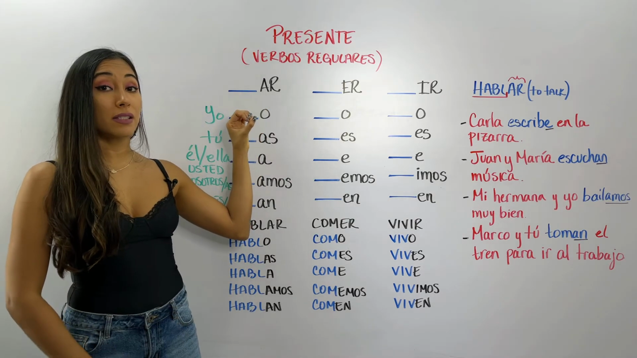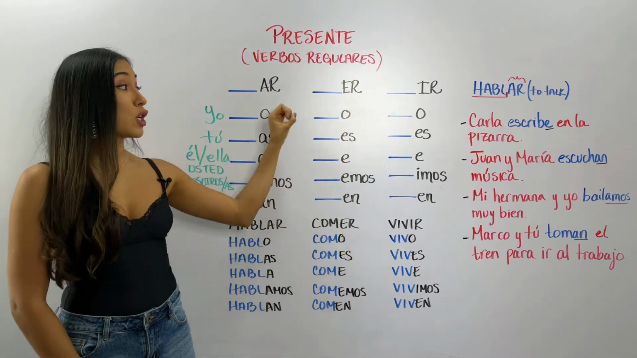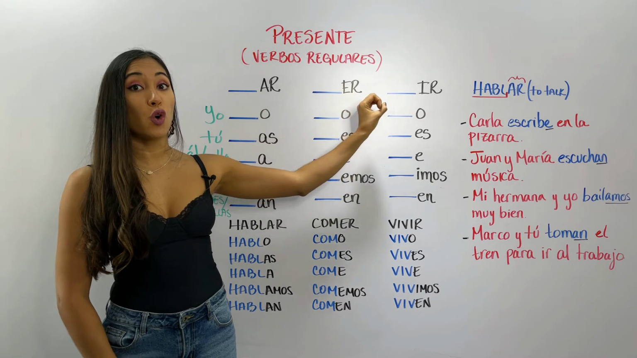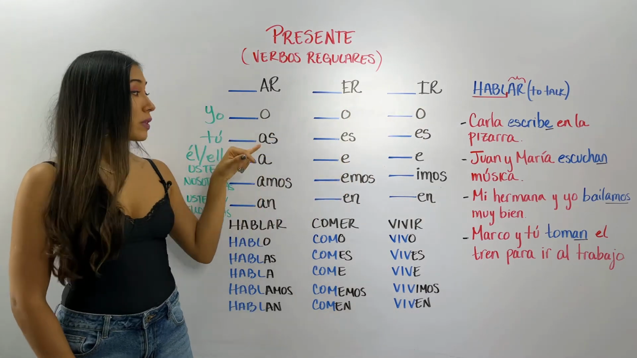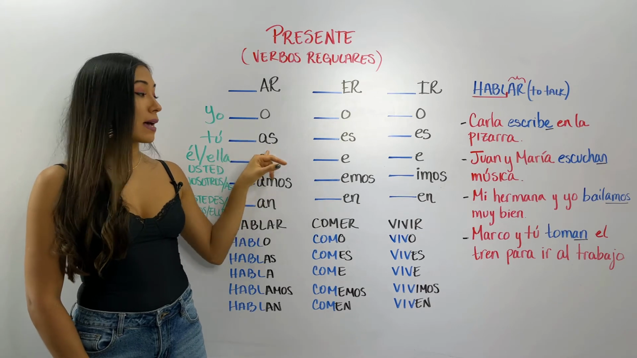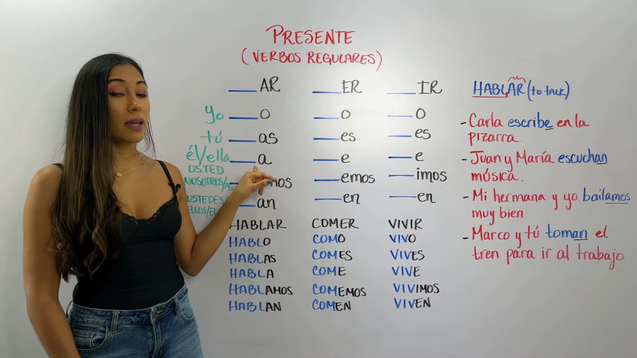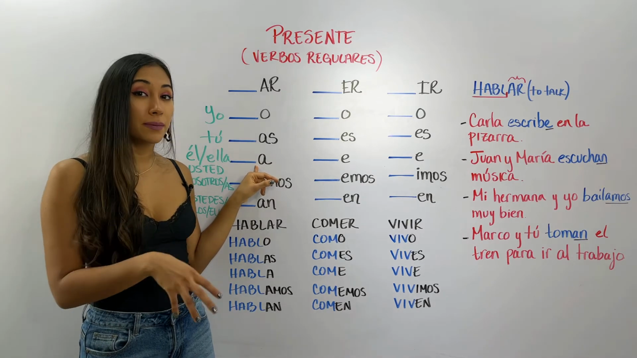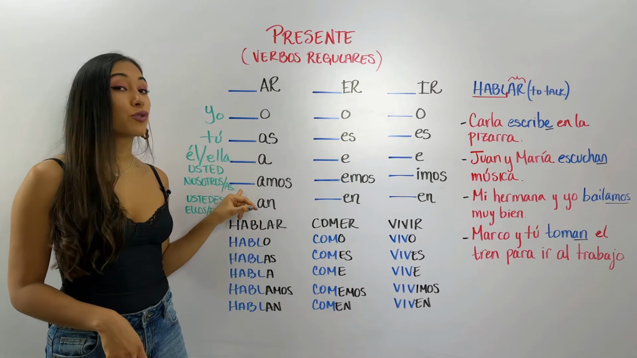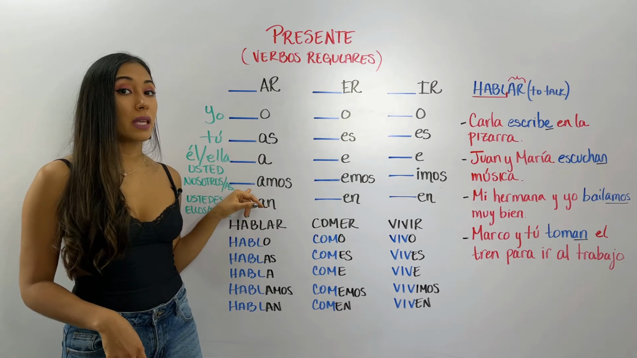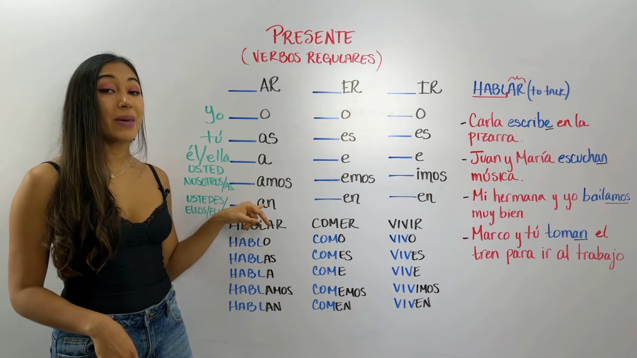Now that's going to be the same for AR, ER, IR verbs. Yo, o, okay? For tú, the stem and as. Él, ella, usted is conjugated the same way, or everything that is it, right? The stem and then a. Nosotros, nosotras, the stem, amos. Ustedes, ellos, ellas, the stem, an.